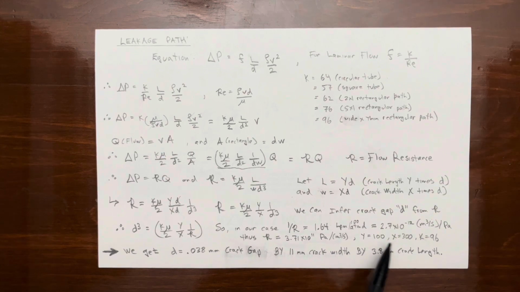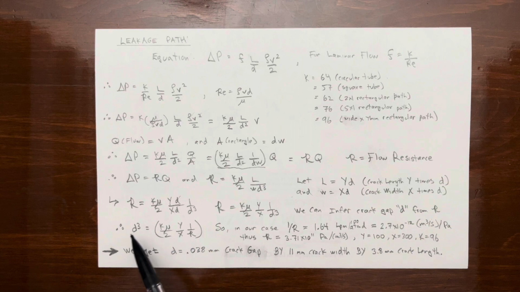And if we apply these ratios, then you'd have a crack gap of 0.038 millimeters or 38 micrometers by 11 millimeters of width and about 4 millimeters of length. Again, these numbers are just assumptions. You can make them anything you want, but it's not going to change this diameter very much. I played with them a little bit. You're going to get something like 0.05 down to 0.03, because it's the power of third. So it's not going to change it a lot.